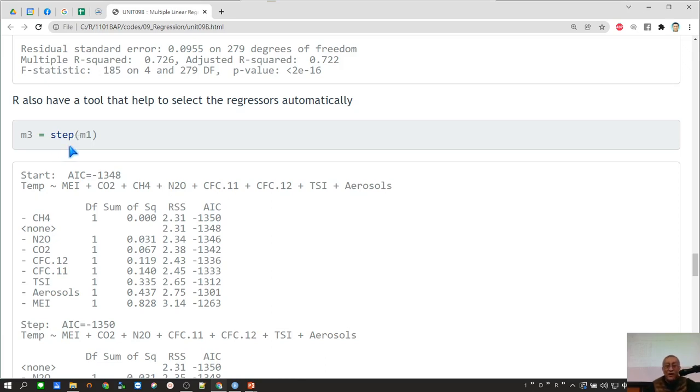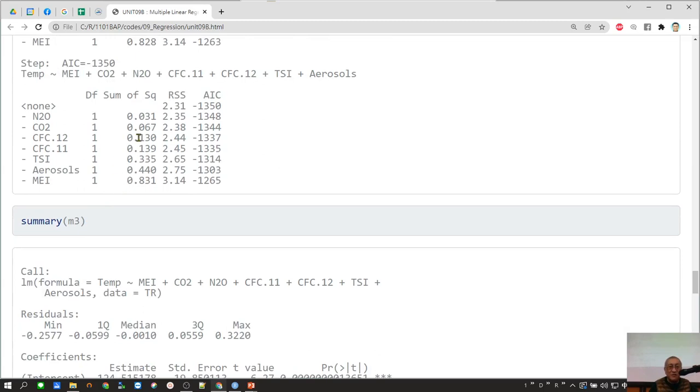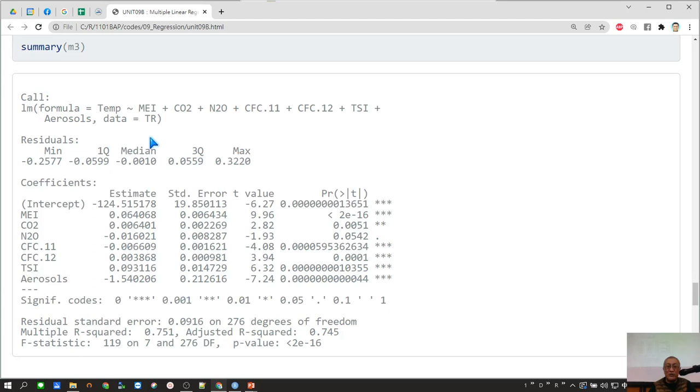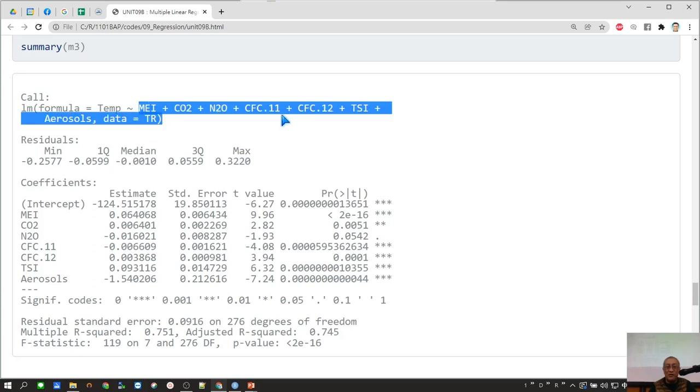This step function is also an R tool, right? So it actually removes some of the highly correlated variables for you, right? So when you see M3, there are only 1, 2, 3, 4, 5, 6, 7.